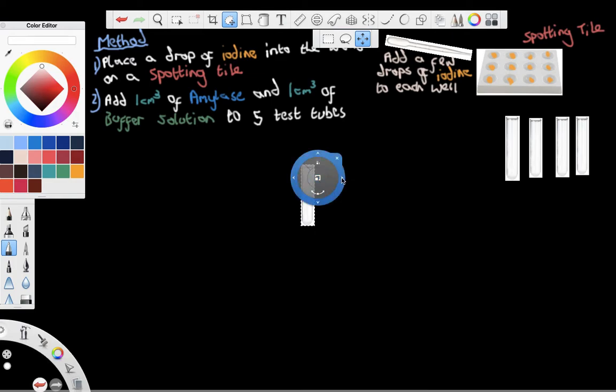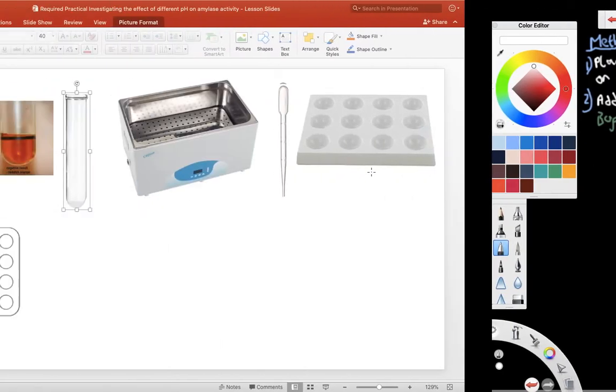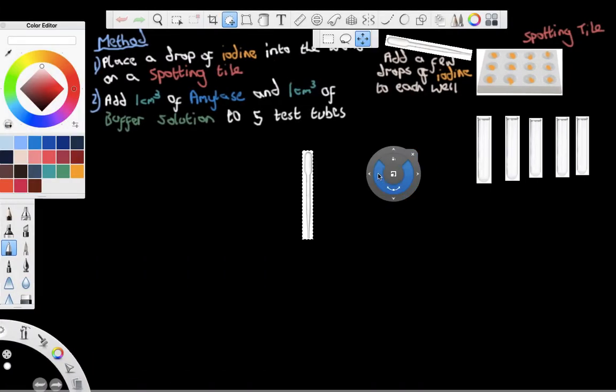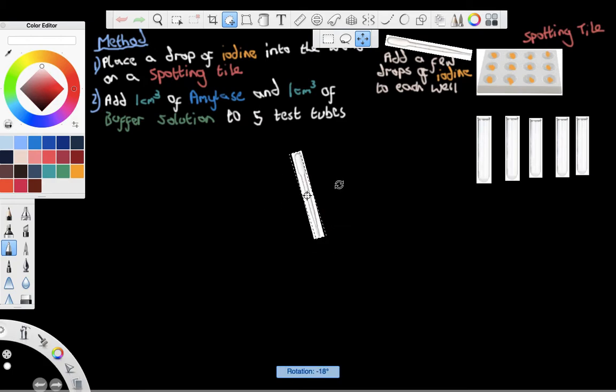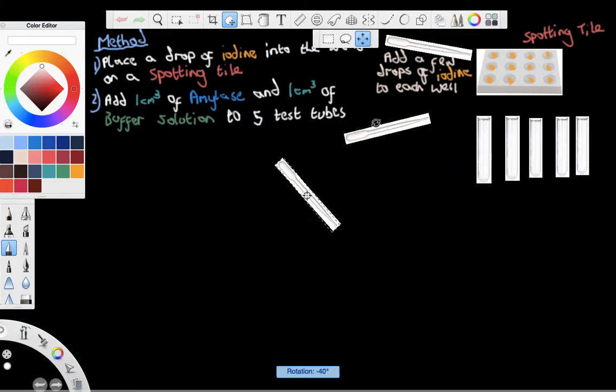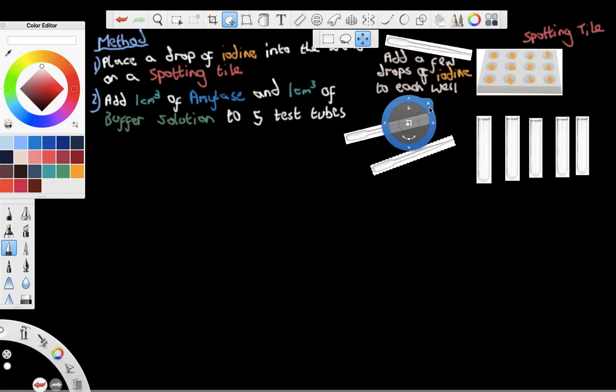and into each test tube or boiling tube I'm going to add 1 centimetre of amylase and 1 centimetre of buffer solution. I'm going to do that using pipettes. Okay, so I'm going to take some pipettes and I'm going to add my amylase and my buffer solution. So I'm going to add amylase with 1.